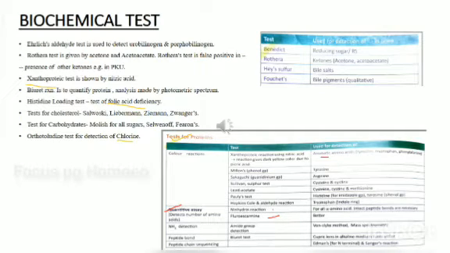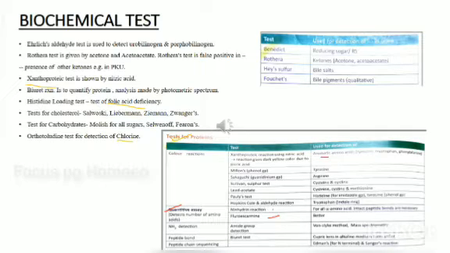Okay, coming to biochemical tests. This table is showing the names of various tests and the findings which we get in the urine. Benedict's test gives you the presence of sugar or reducing sugar. Next is Rothera's test, that is for ketone bodies. Then Hay's sulfur test, that is for bile salts, and then Fouchet's test, that is for bile pigments.